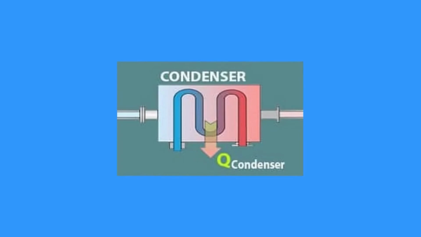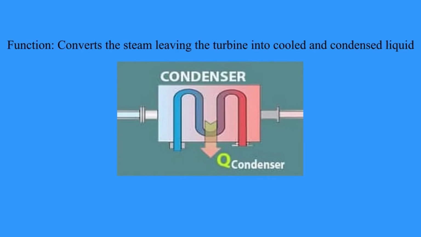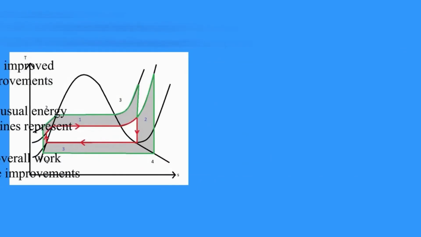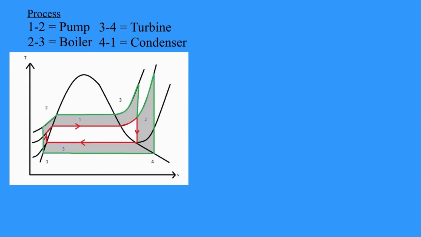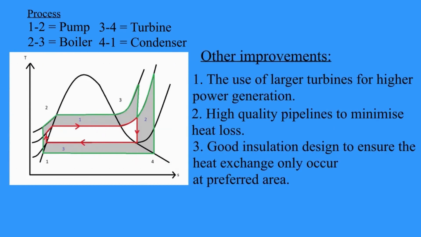Secondly, the condenser. This component is responsible for converting steam that leaves the turbine back to a condensed and cooled liquid state. By lowering the condenser pressure, we can increase the overall work output. To make sense of these improvements, a TS diagram can be used to show the overall work output. Additional steps can be taken to improve the overall design of the cycle.